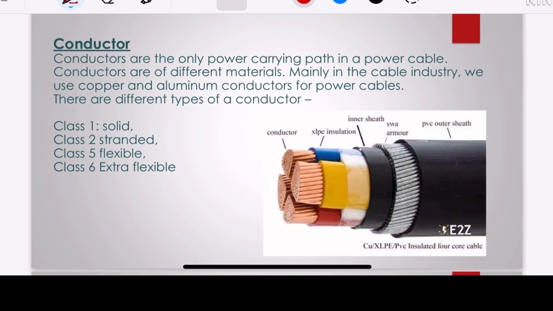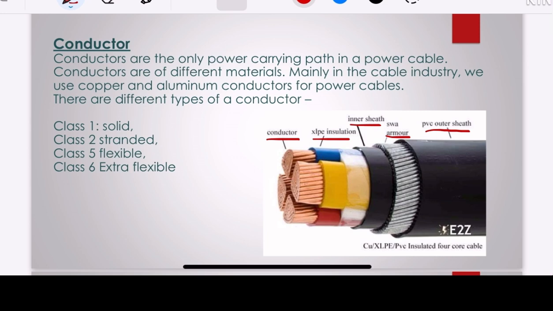As we know, power cables are made up of different layers. The first one is the conductor, the second is the insulation over the conductor, the third layer is the inner sheath, the fourth one is the armor, and the fifth one is the outer sheath. There are many more parts in the cable, but these are the mandatory and basic parts for the cable. So we will first understand the conductor, then the insulation, then the inner sheath, then the armor, and lastly we will cover the PVC outer sheath.